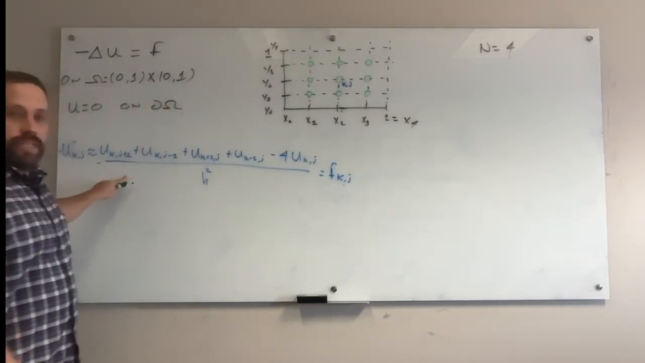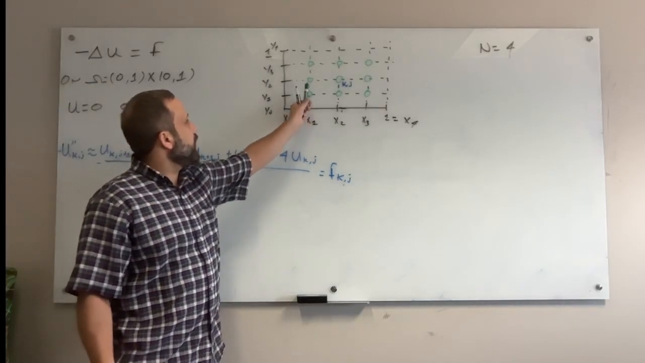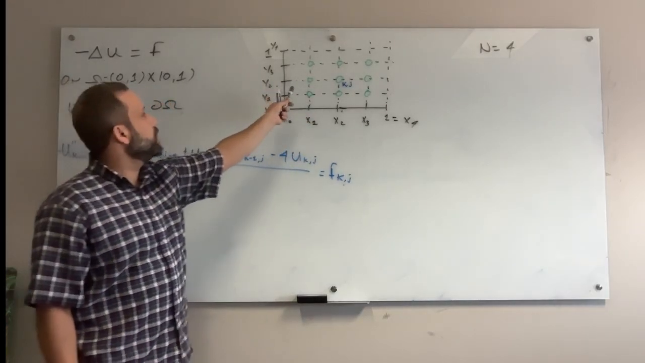Now, there's obviously, if we look at this right here, if, for example, j is equal to 1, and it's right here, then j minus 1 is going to be equal to 0.